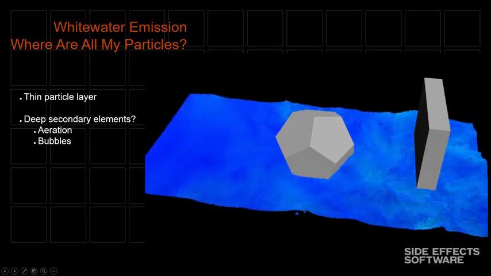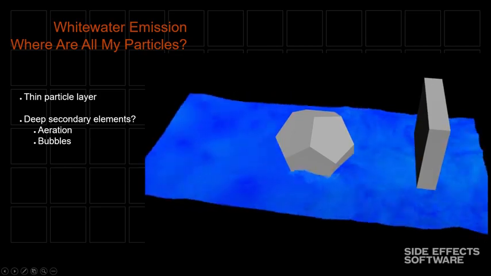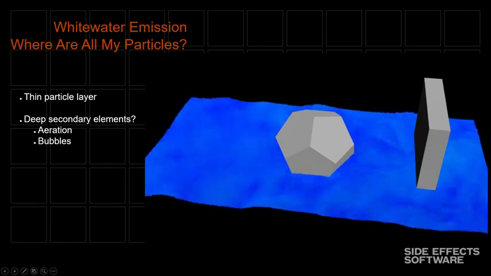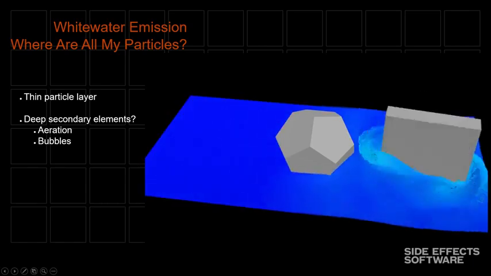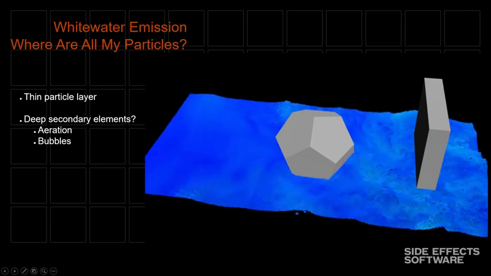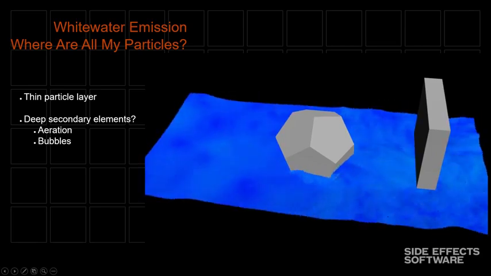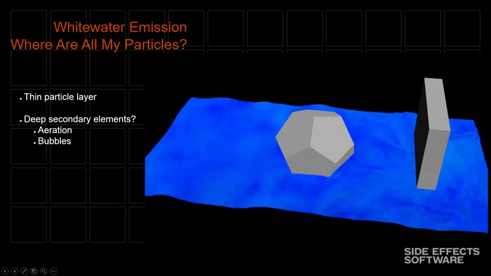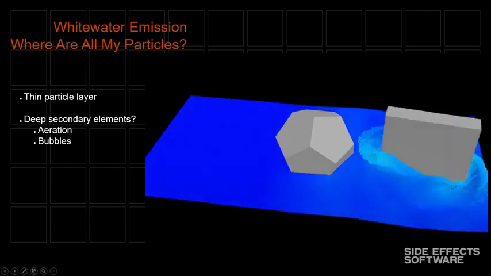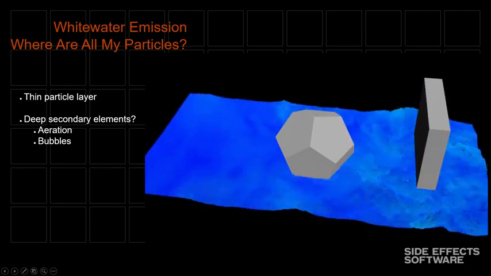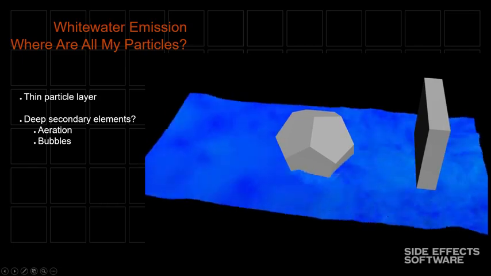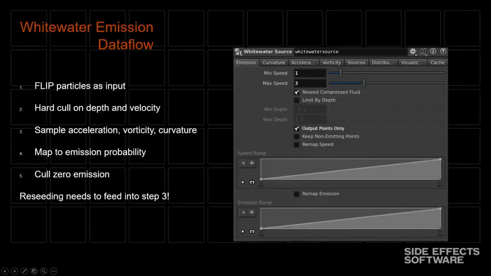So we have the same problem here that we had for surfacing, which is that we've got this very thin layer of particles here. So how do we come up with the secondary elements that are deep within the fluid? How do we have these bubbles and aeration looking things that start deep below the surface even though we don't have any particles there? So to understand that, we need to look a little bit at what the whitewater emission workflow looks like. So typically it'll take flip particles as the input to the whitewater source node, which is responsible for creating these emitter particles in the first place.